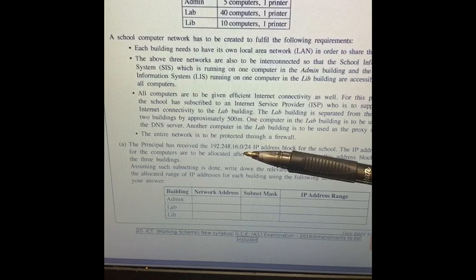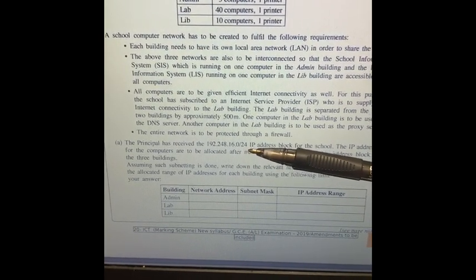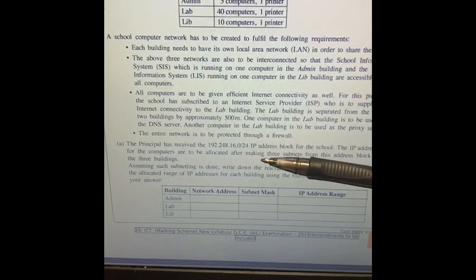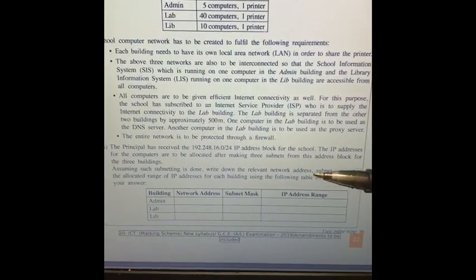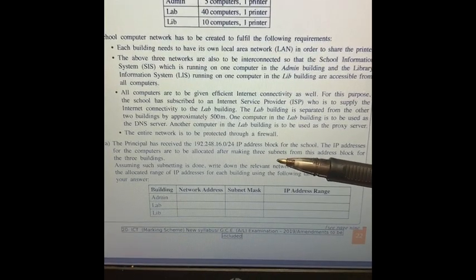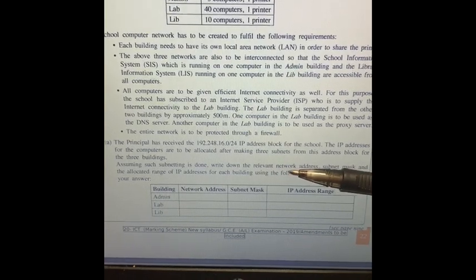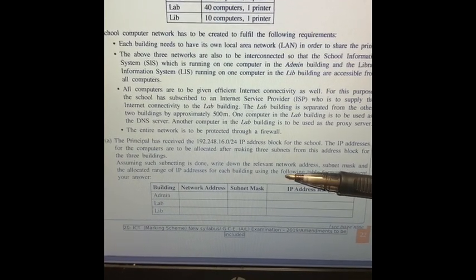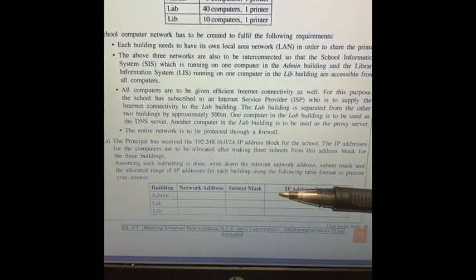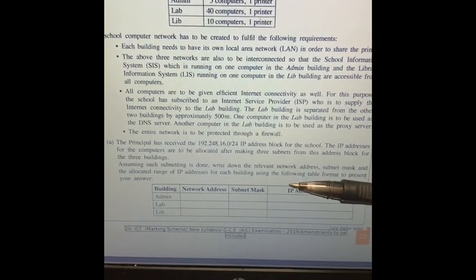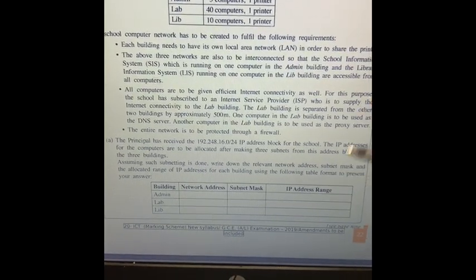The principal has received 192.248.16.0/24 IP address block for the school. The IP addresses for the computers are to be allocated after making 3 subnets from this address block for 3 buildings. Assuming such subnetting is done, write down the relevant network details, subnet mask, and allocated range for each building using the following table format to present your answer.